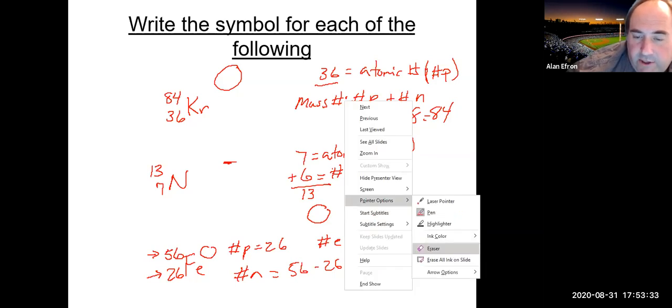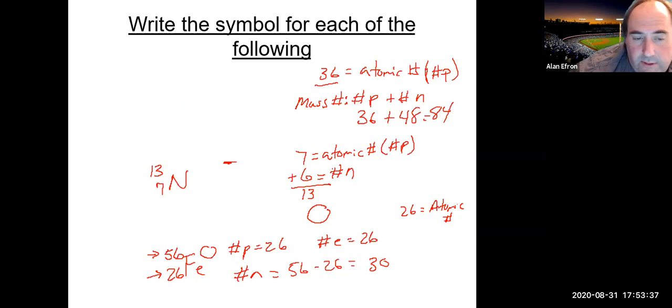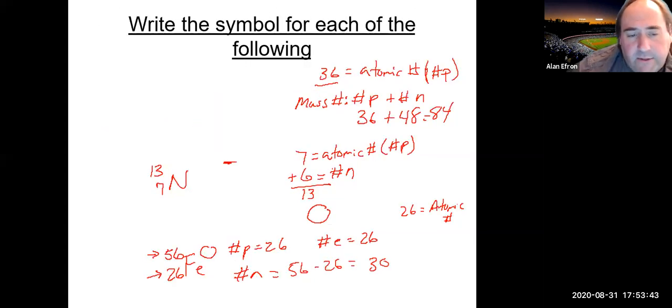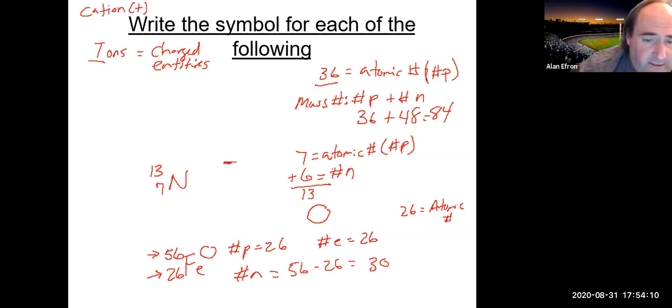So let's say we have something with a charge. Things with charges are what are known as ions. So ions are charged entities. And there's really two types of ions that we'll talk about in this chapter and in the next chapter, really a lot more. One are known as cations, and cations are positively charged ions. And there's also anions, which are negatively charged guys. So we have cations, which are positively charged. We have anions, which are negatively charged.